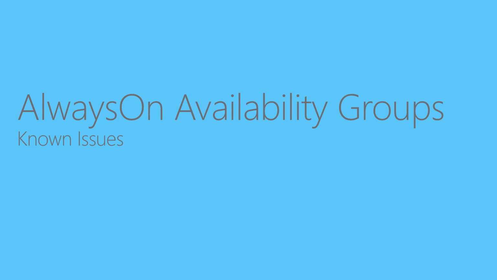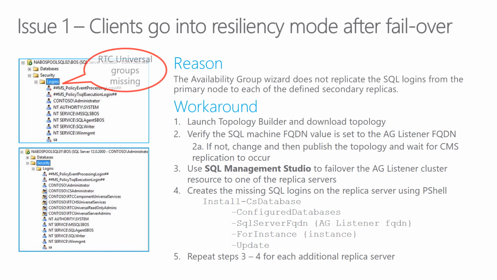AlwaysOn availability groups known issues. It is important to note that we include these known issues for information purposes only. Not all migration projects will encounter these issues. Issue 1. Clients go into resiliency mode after failover.